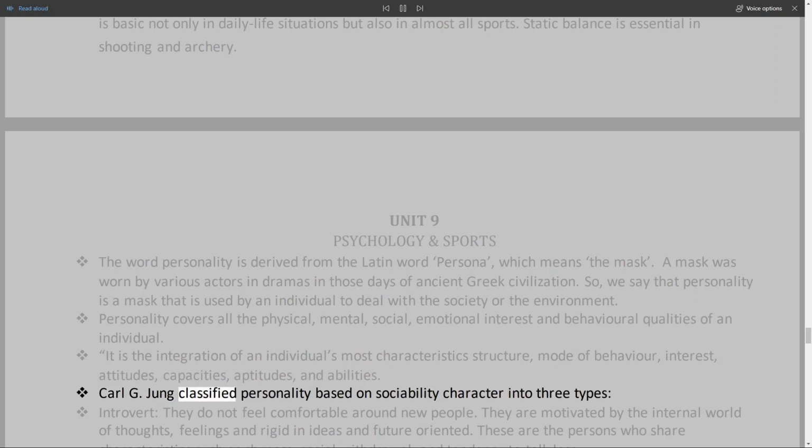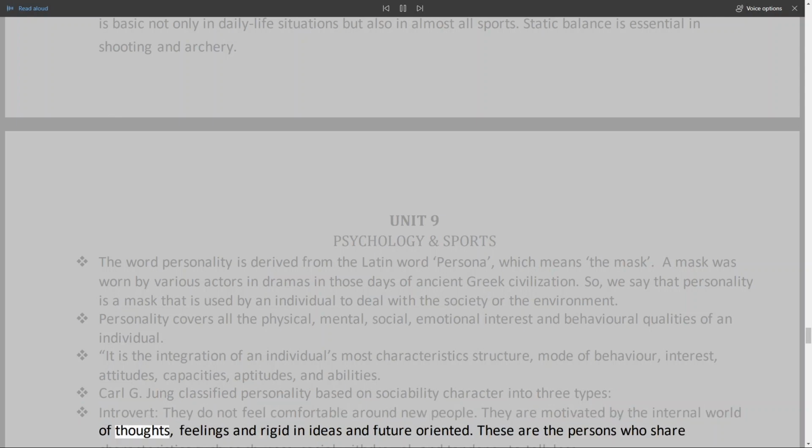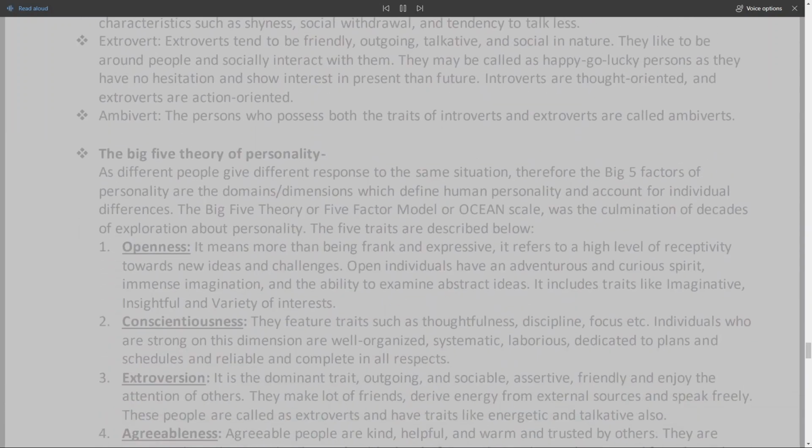Carl G. Jung classified personality based on sociability character into 3 types. Introverts do not feel comfortable around new people. They are motivated by the internal world of thoughts and feelings, and are rigid in ideas and future-oriented. These are the persons who share characteristics such as shyness, social withdrawal, and a tendency to talk less.